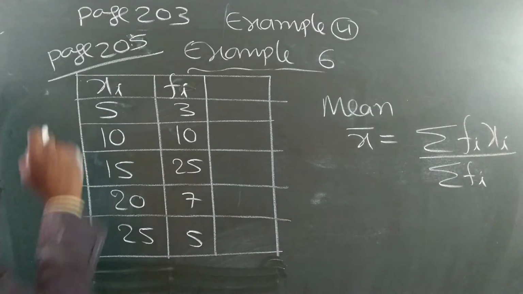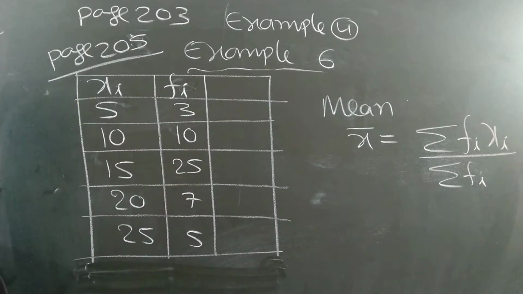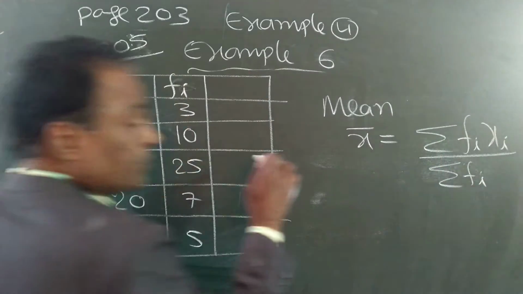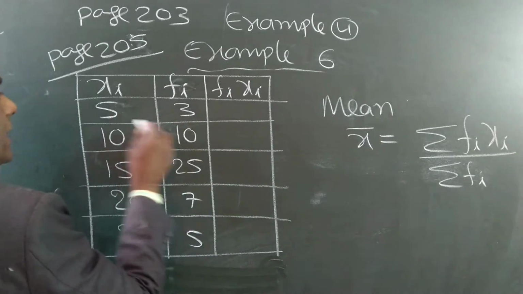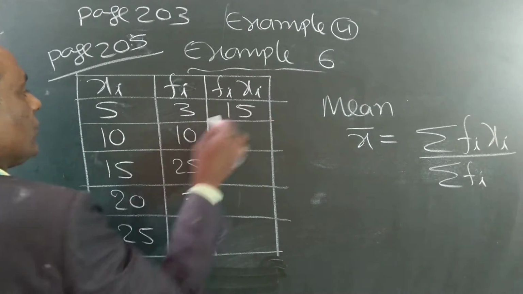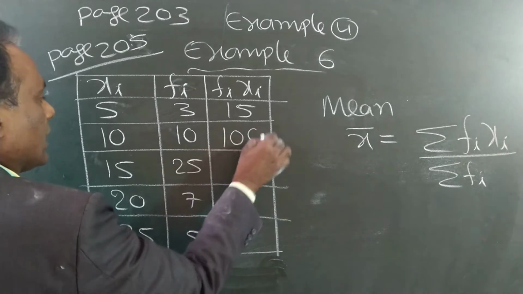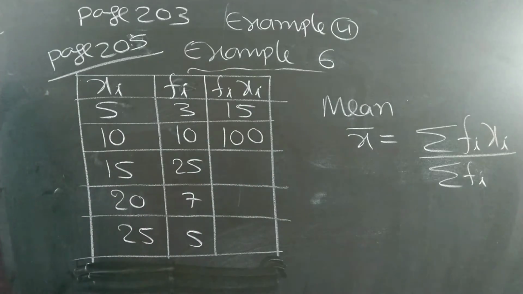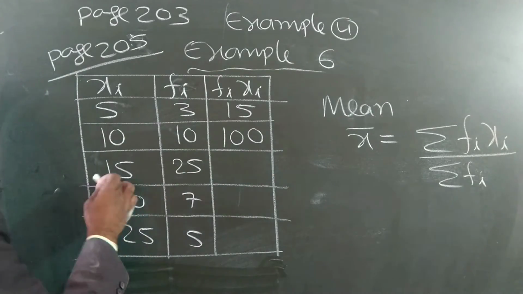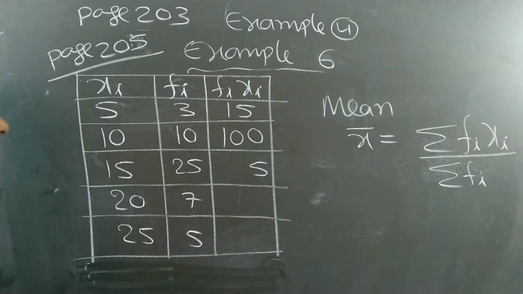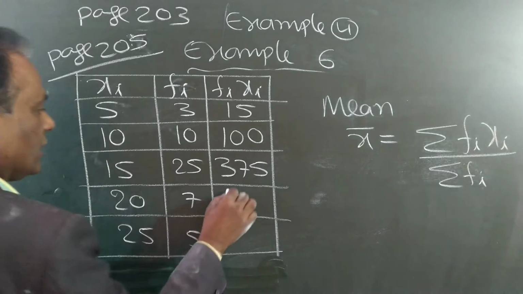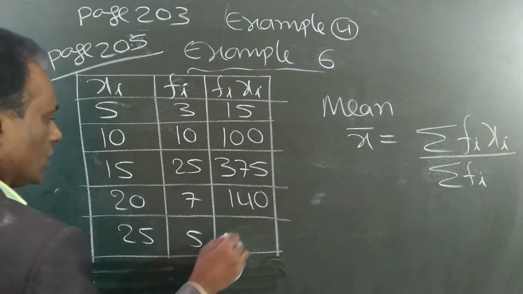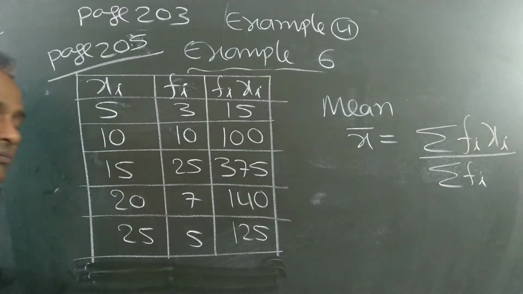First column take it as xi, second column take it as fi. Then how to get this? Multiply fi into xi. 5 into 3, 15. 10 into 10, 100. 15 into 5, 75. 7 into 20, 140. 25 into 5, 125.